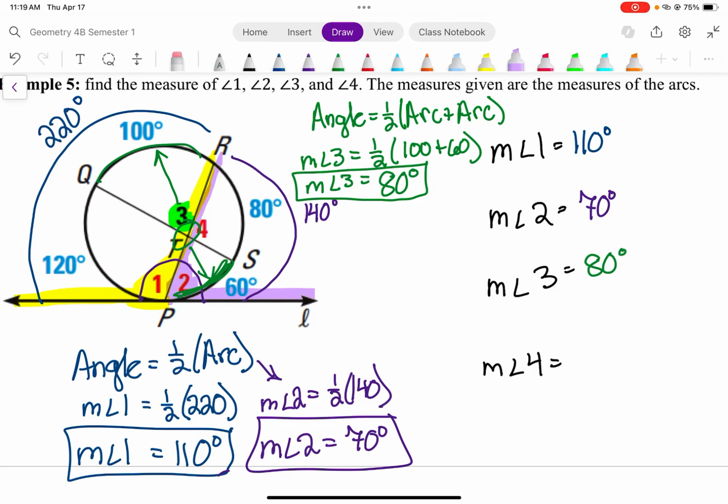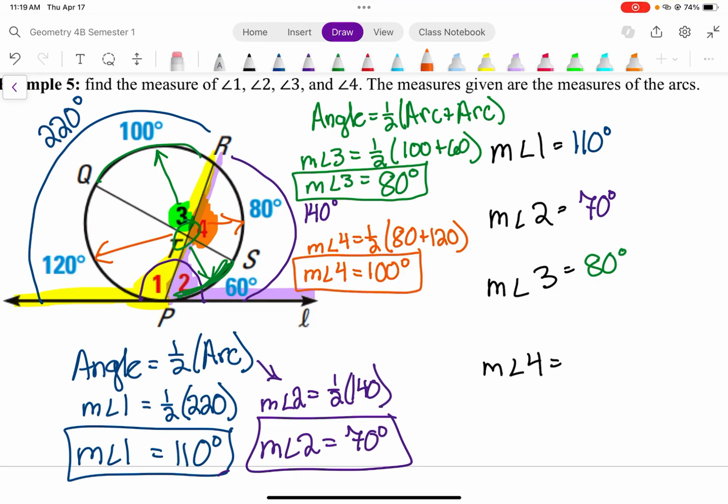All right. Then our next one, we have the measure of angle 4. So this is another angle formed by two chords. We can use that same formula. The measure of angle 4 equals 1/2 times arc plus arc. And this one we would be using 80 and 120. Because our angle is by itself, we're just going to type this into our calculator. This should be 100. Perfect. So that would give us 100 degrees for our last angle.